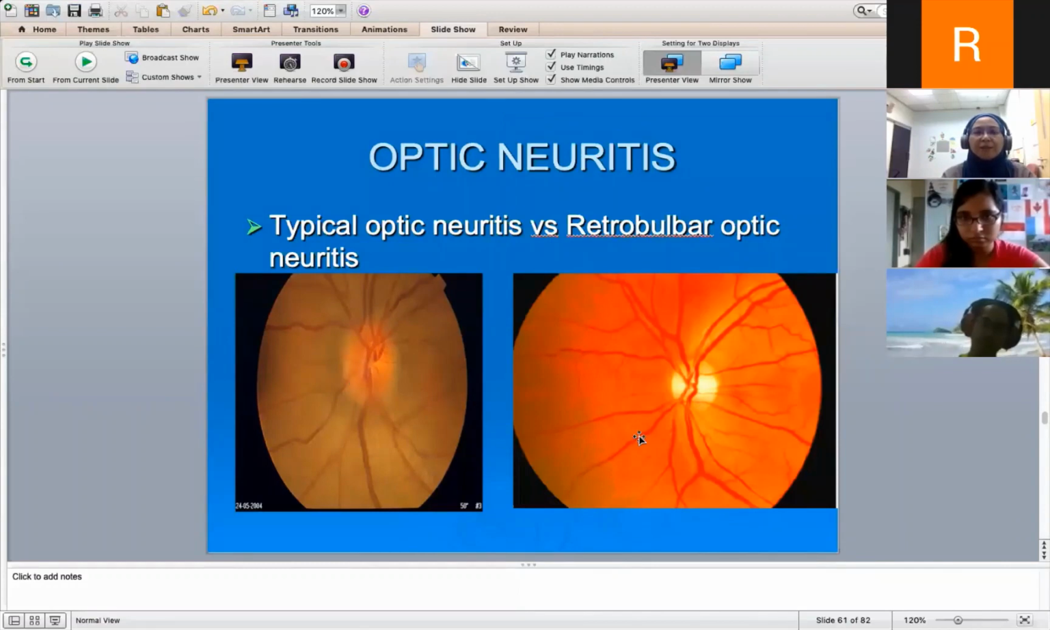But what if when you do fundoscopy, everything looks perfectly normal? Yet the optic nerve dysfunction is there. You do a fundoscopy, everything looks perfectly okay. Suspect this patient has retrobulbar optic neuritis, provided the patient is young and it is unilateral. That points towards retrobulbar optic neuritis. Bulbar is the eyeball. Retrobulbar means behind the eyeball. So probably the optic nerve is inflamed, which is not in the eye itself, but the one behind the eye.